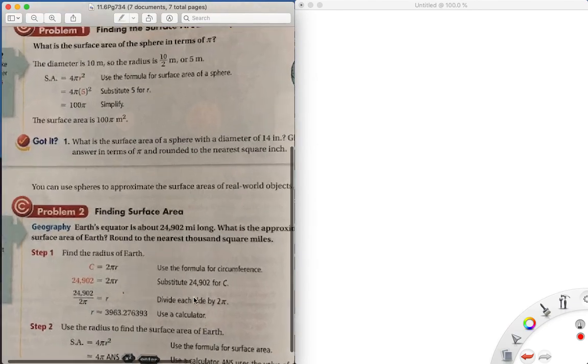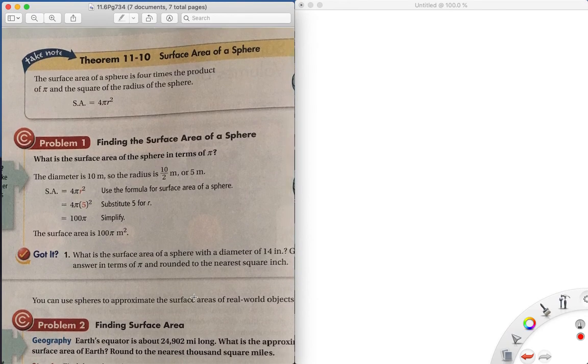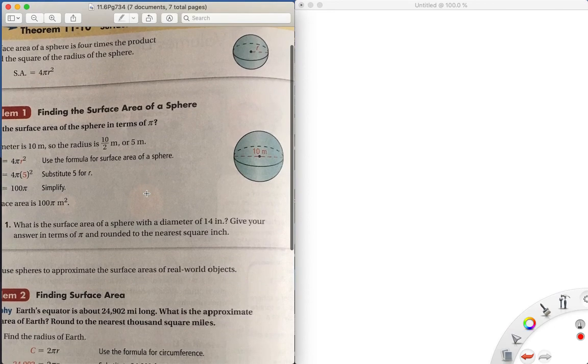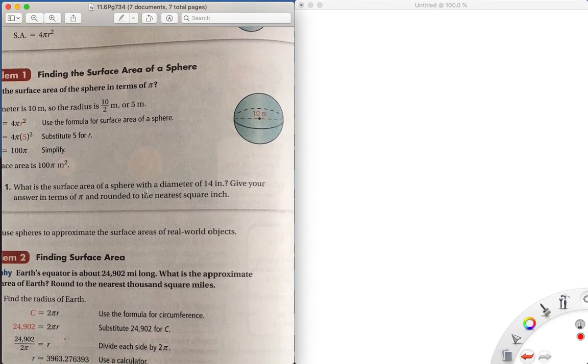So the first equation is the surface area of the sphere, and it is very straightforward. It's 4 pi r squared. The units for a surface area again is squared, so it'll be feet squared, inches squared, meters squared, and you need the radius, from the center out to the end point of the sphere. So for number one, they want the surface area of the sphere. They want it in terms of pi, and rounded to the nearest square inch.